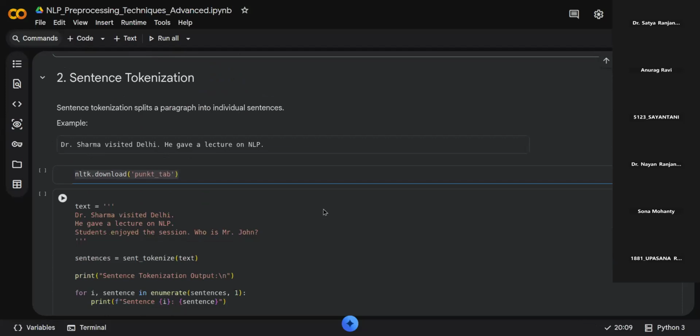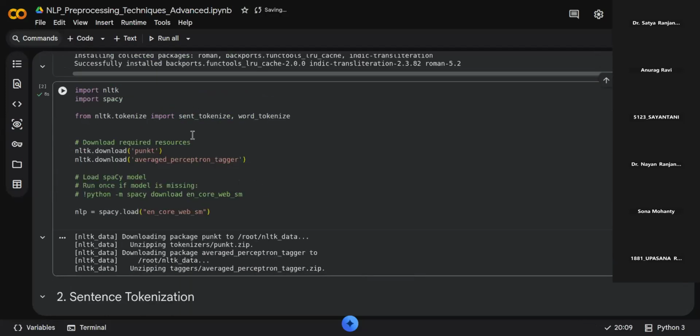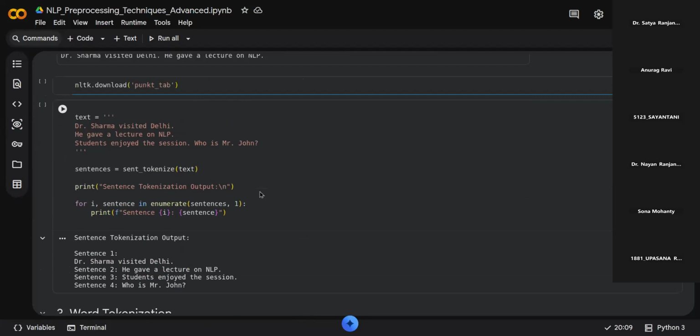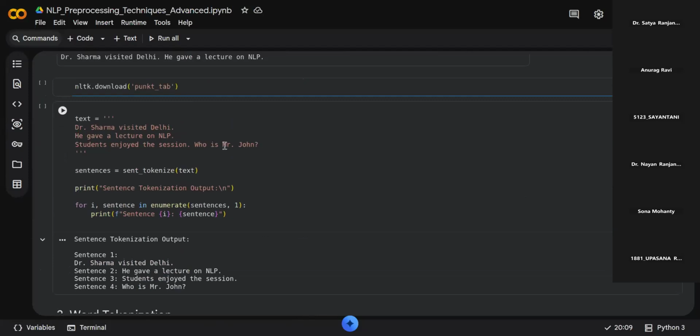Now let's discuss sentence tokenization. So for sentence tokenization, what do we need? We need this sent_tokenize, and also we need to download the second one, averaged perceptron tagger. Okay, so already we have done that. So now let's say this is my text. This text contains three sentences. Dr. Sharma visited Delhi, full stop. He gave a lecture on NLP, full stop. Students enjoyed the session, full stop. Who is Mr. John? Question mark. Let's say this is the text.